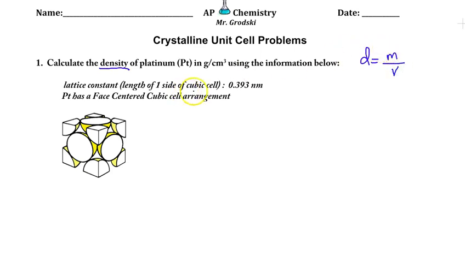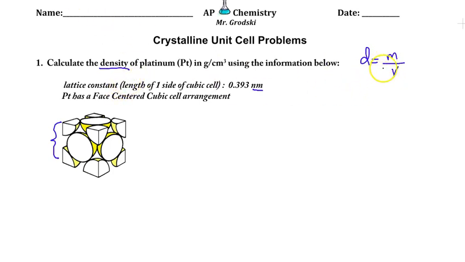And what am I given here? I'm given the lattice constant. Now, the lattice constant is the actual dimension of the length, of the height, of the width. Since it's a cube, it's the same value. And they're giving to me 0.393 nanometers. So to find the density, mass over volume, let's start with mass.